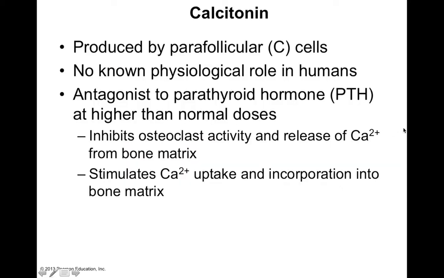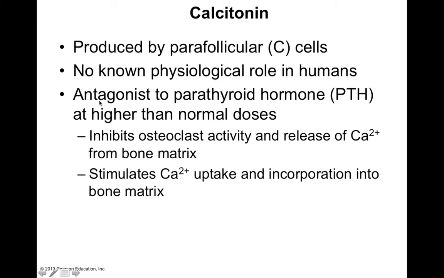Now, we talked about calcitonin as being released by the thyroid gland as well, and calcitonin really doesn't have a known physiological role in humans. It does have a known physiological effect, but it's not known whether the absence of calcitonin really affects any sort of major physiological system. Now remember, calcitonin is released by the parafollicular cells, or C cells, of your thyroid gland.